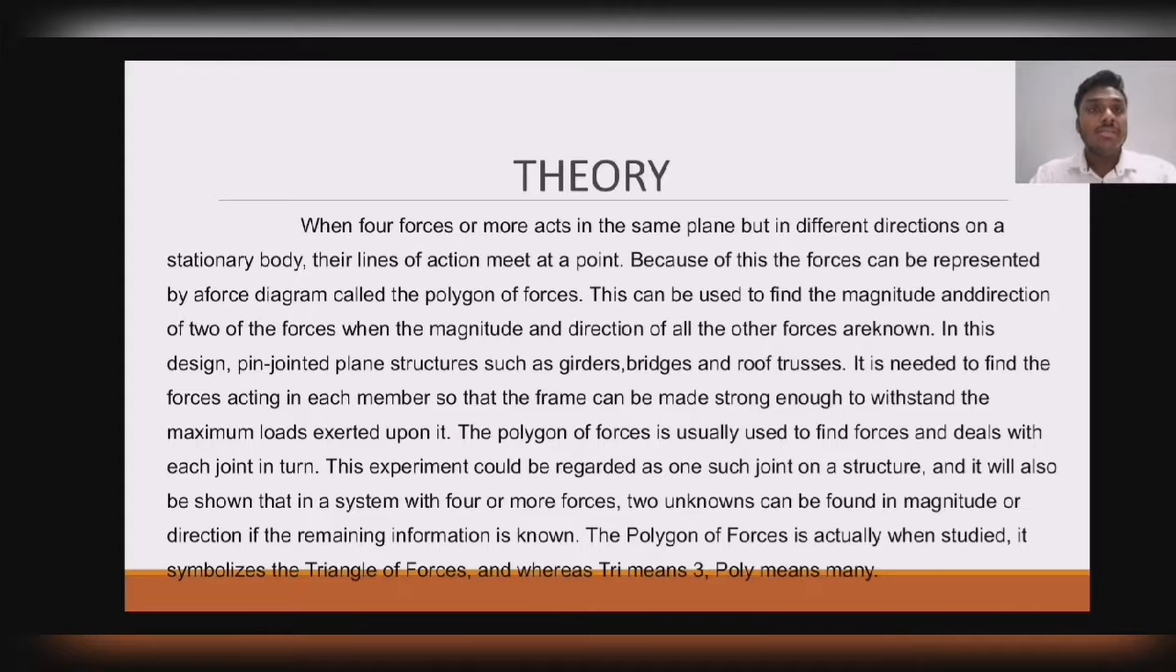Today I'll be talking about the theory for polygon of forces. It's actually very simple. When four forces or more act in the same plane but in different directions on a stationary body, their lines of action meet at one point. Because of this, the forces can be represented by a force diagram called the polygon of forces. This diagram can be used to find the magnitude and direction of two forces when the magnitude and direction of all other forces are known.